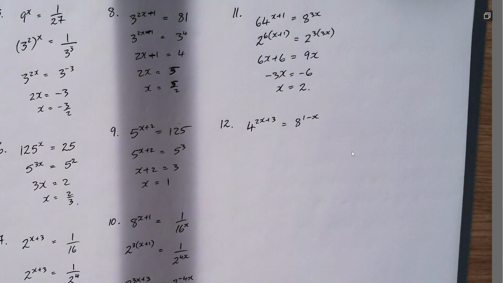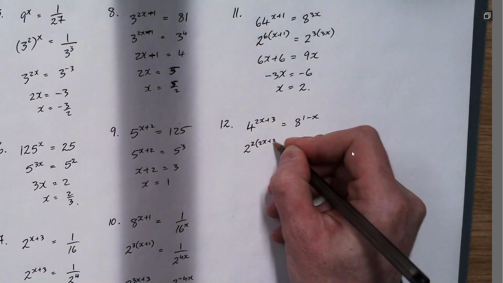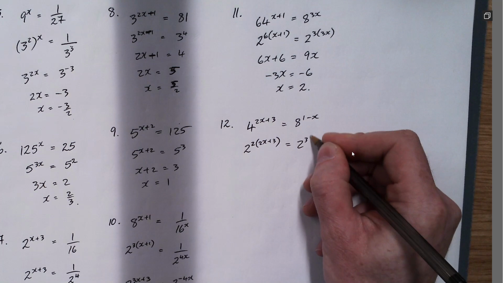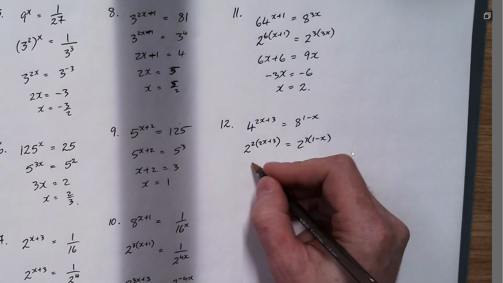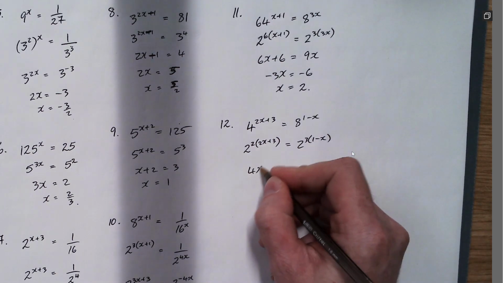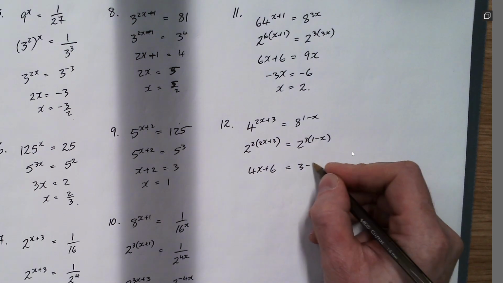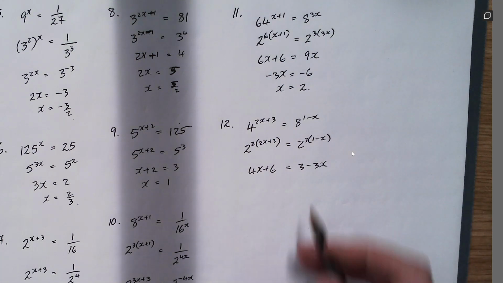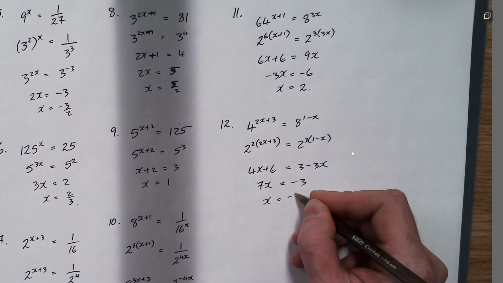So you do 2 squared for 2x plus 3, and 2 cubed for 1 minus x. So therefore we have 4 times x plus 2 for 3 equals, 3 times 3x. x is going to 1, so you get x equals 3, 3x equals 3.